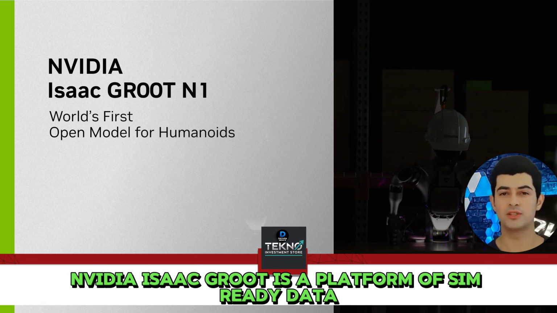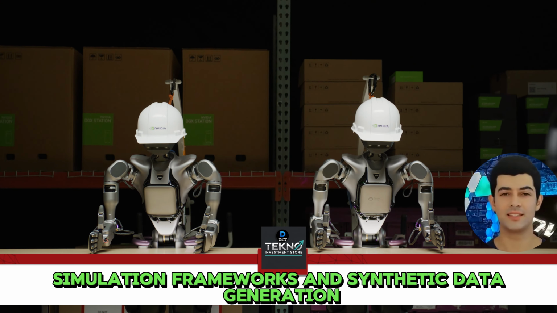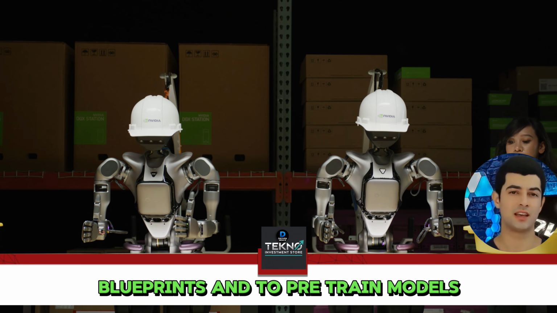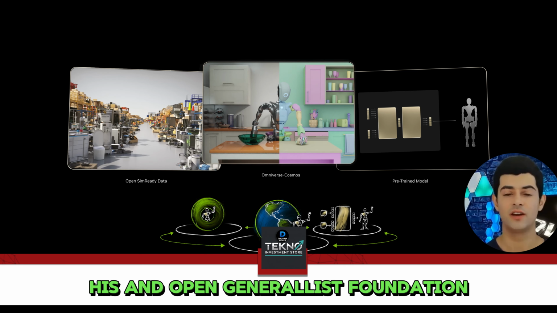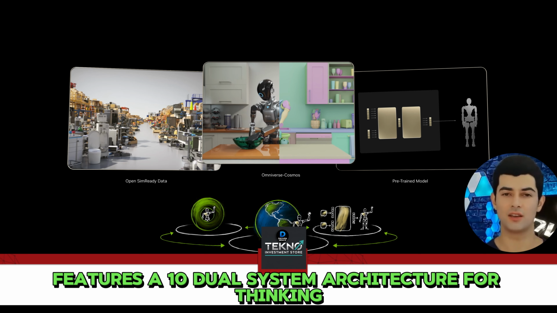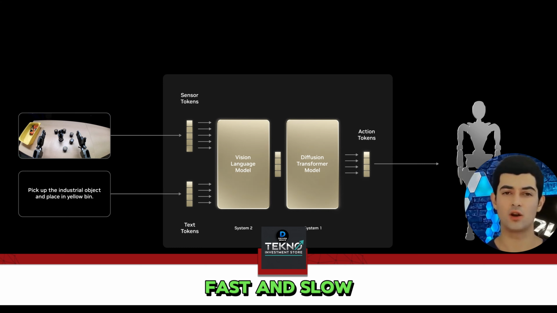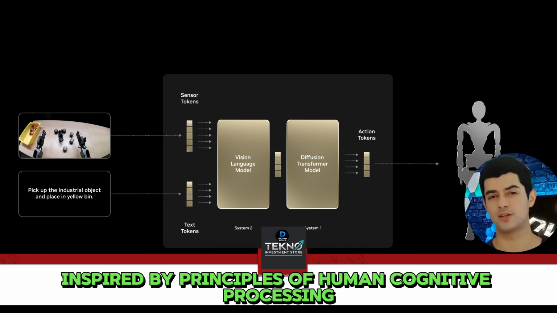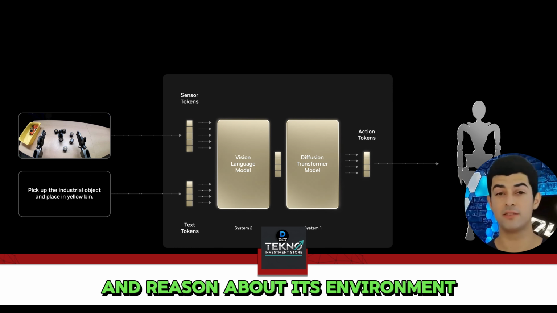NVIDIA Isaac GR00T is a platform of sim-ready data, simulation frameworks, and synthetic data generation blueprints to pre-train models. NVIDIA Isaac GR00T N1 is an open generalist foundation model for humanoid robots. GR00T N1 features a dual system architecture for thinking fast and slow, inspired by principles of human cognitive processing. The slow thinking system lets the robot perceive and reason about its environment.